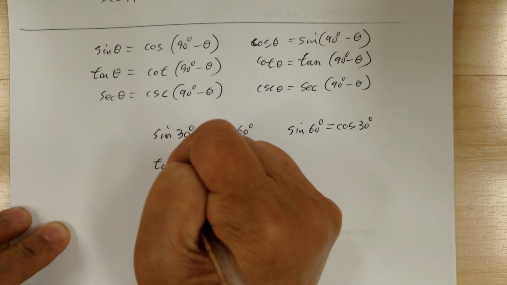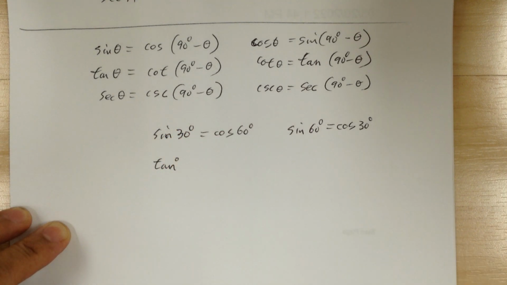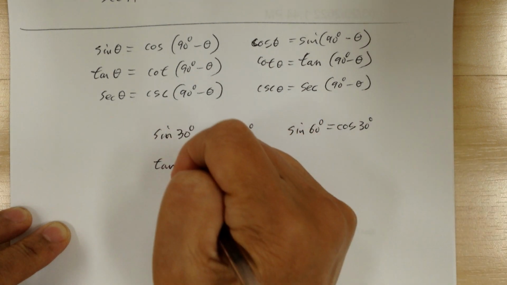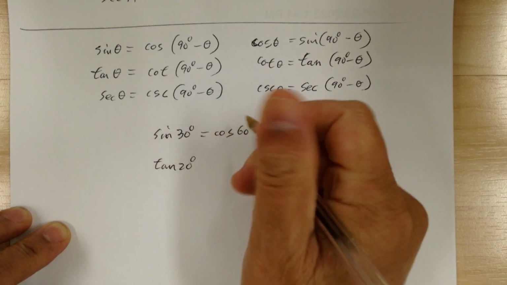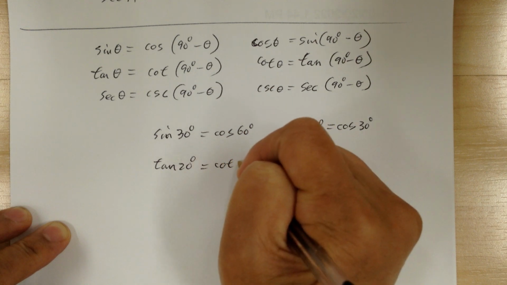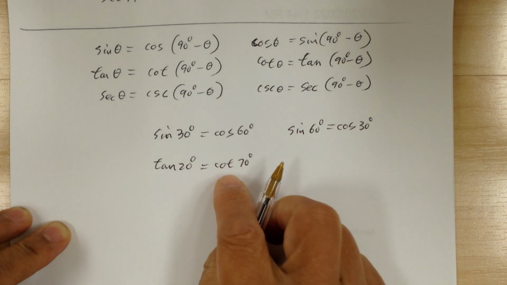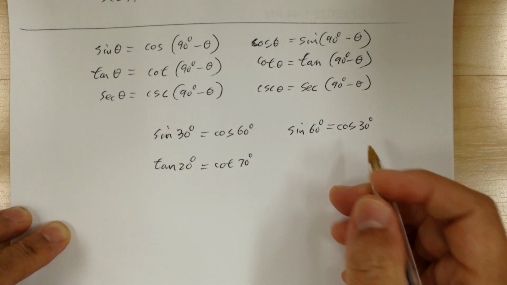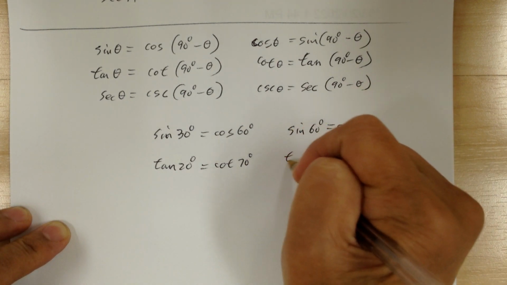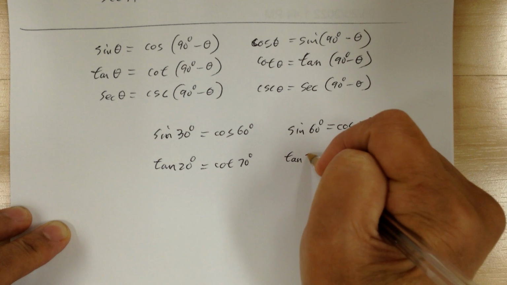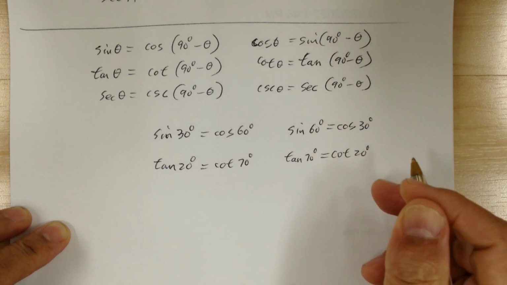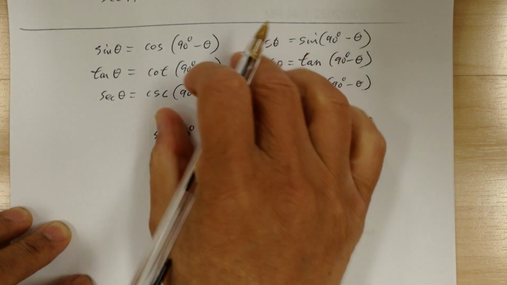So let's say you have tangent of 20 degrees. Okay, again, just use the example. Then this will equal cotangent of 70 degrees. Again, because they have to be complementary angles, so you get cofunctions. And vice versa. So if you had tangent of 70 degrees, this will equal cotangent of 20 degrees. So that's what this is all talking about.